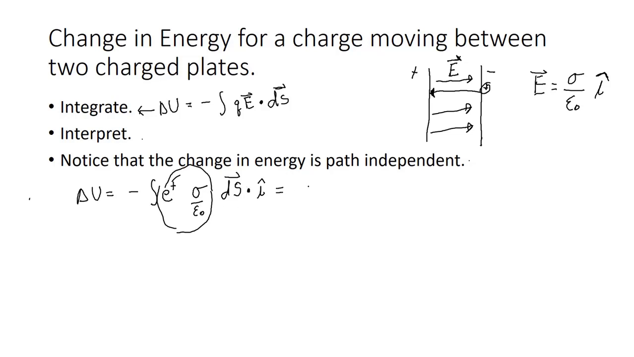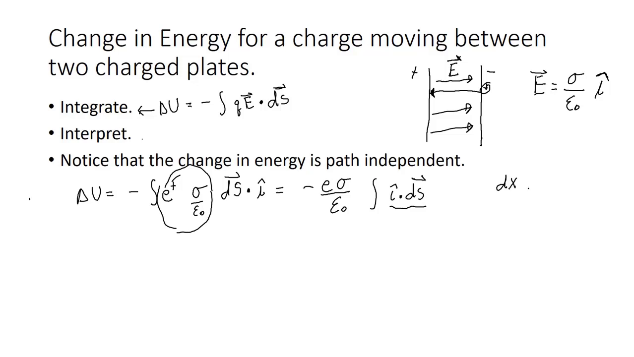So we can rewrite this as negative e sigma over epsilon naught integral, really i dot ds. So we take a look at our dot product here. And what this tells us is that only components of ds that are parallel to i, in other words, in the x direction, are going to survive.